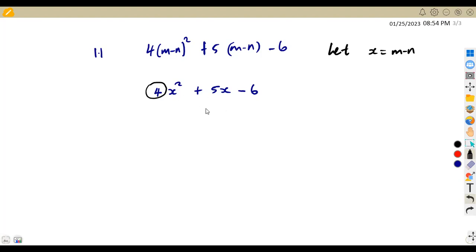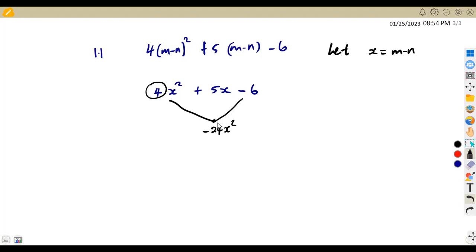So the easiest way that we can do is to multiply the first term by the last term. So it's going to be 4x squared times minus 6, which is going to be minus 24. So it's going to be minus 24x squared.